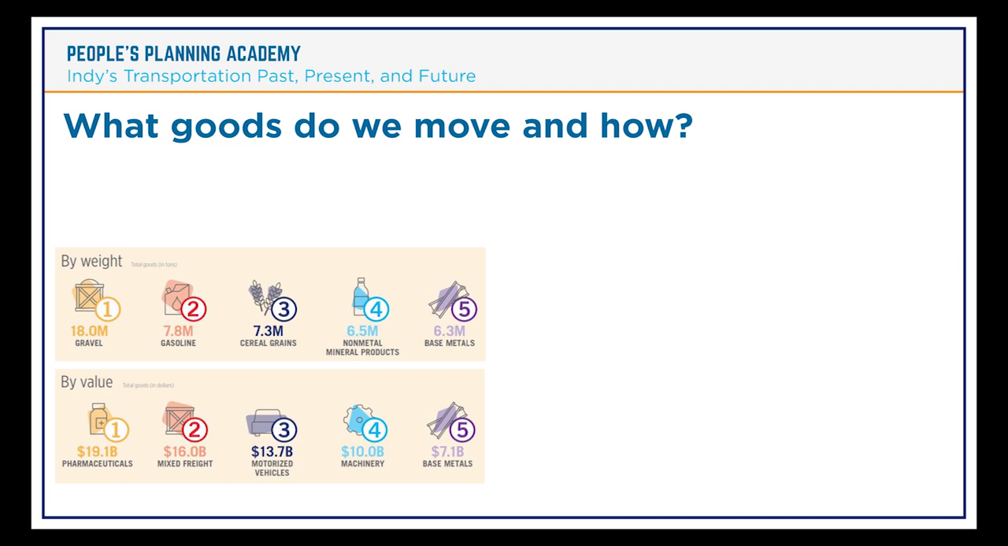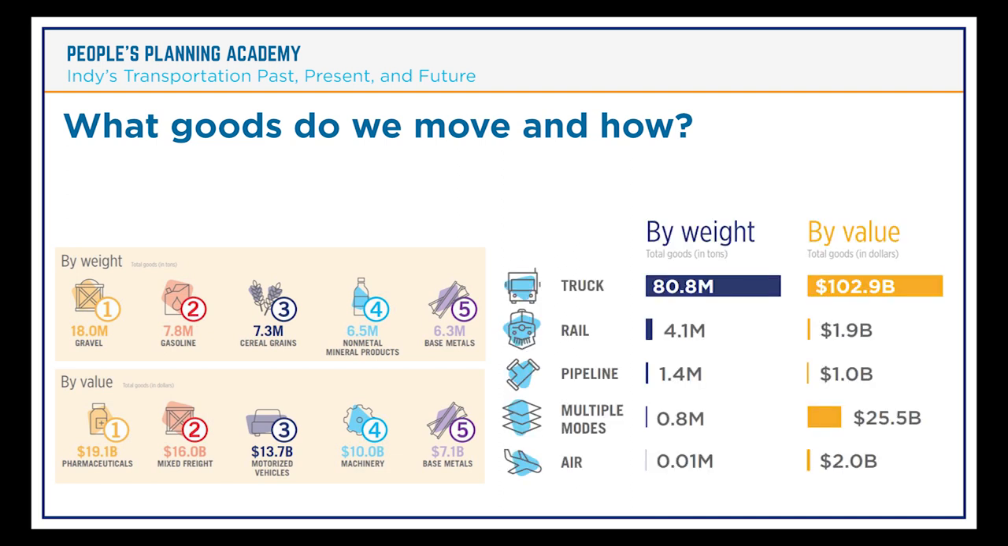But when it comes to value, we ship a lot of drugs, pharmaceuticals, legal drugs. Illegal drugs are not measured in here. And so in those trucks, we're moving a lot of gravel and a lot of Prozac, right? So it's just interesting to understand what's happening in our freight. Most of our freight is moving by truck. We don't have a lot of rail movement.